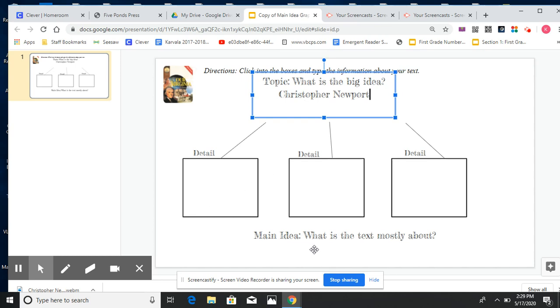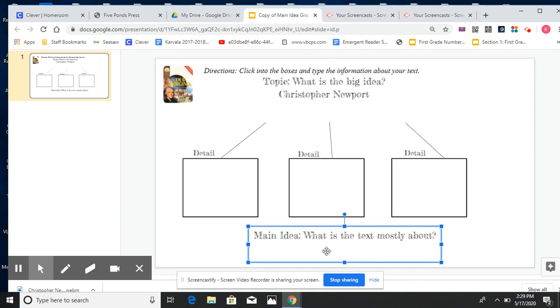Now, down here, the main idea. What was actually the text mostly about? Besides just Christopher Newport, what was it about? So I'm going to give you about a minute to talk it over and turn and talk with a grown up. Go ahead, boys and girls. You try.